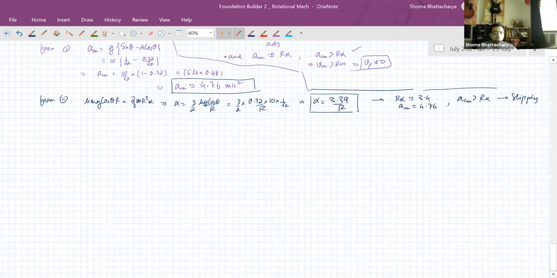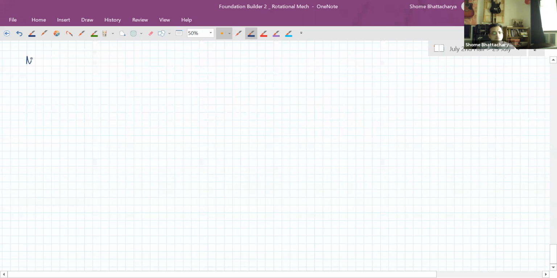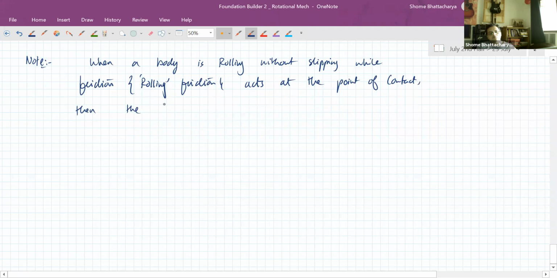Now, next we'll discuss friction in general. You can see in this type of question that when a body is rolling without slipping, friction, and that type of friction is then called rolling friction, acts at the point of contact, then the work done by friction is zero. That is, rolling friction work is zero.